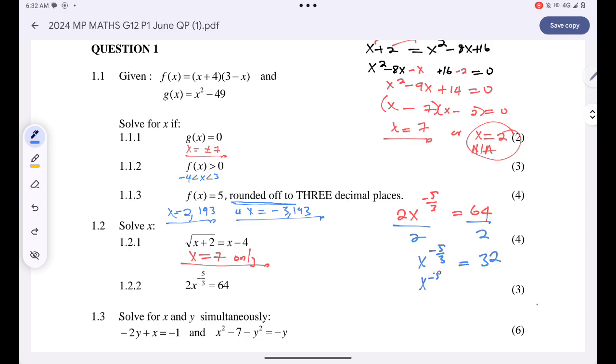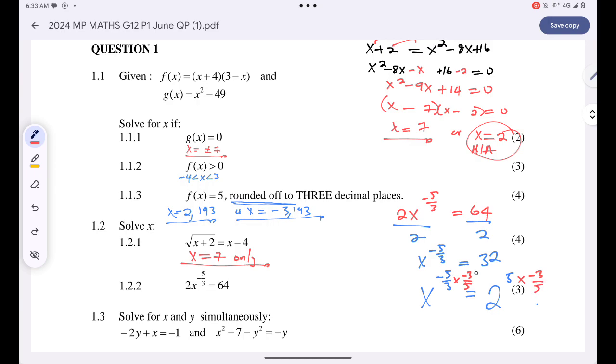This is x to the power negative 5 over 3. 32 can be written as 2 to the power 5. Let me write this properly. This is x to the power negative 5 over 3 is equal to 2 to the power 5. I'm supposed, guys, to isolate x. That means I must multiply both sides by the inverse of my exponent. How can I do so? This will simply be negative 3 over 5. Whatever I do on the right, I must do on the left. Negative 3 over 5 as well.